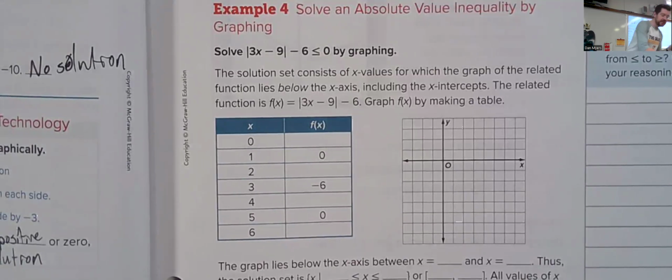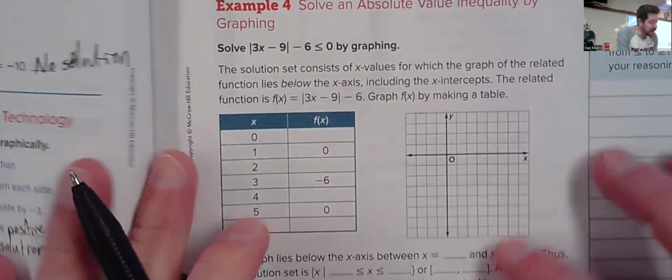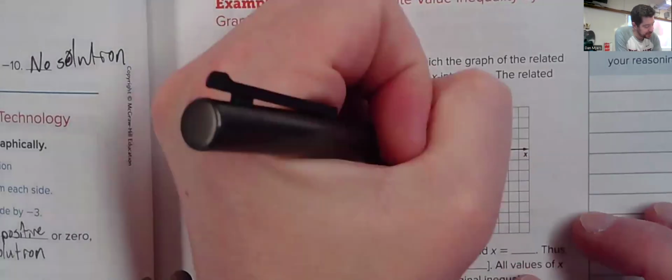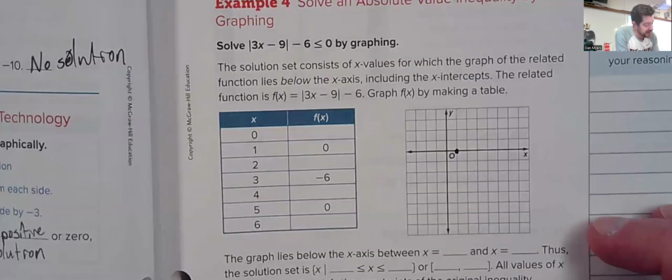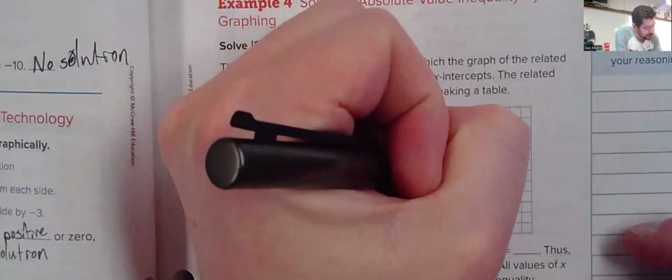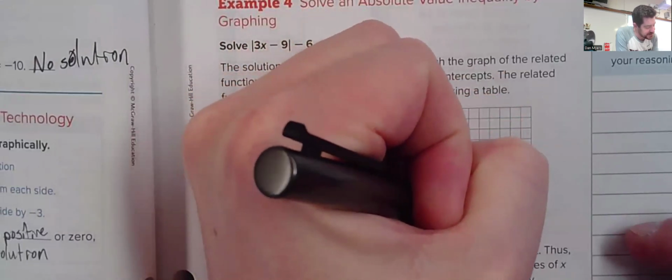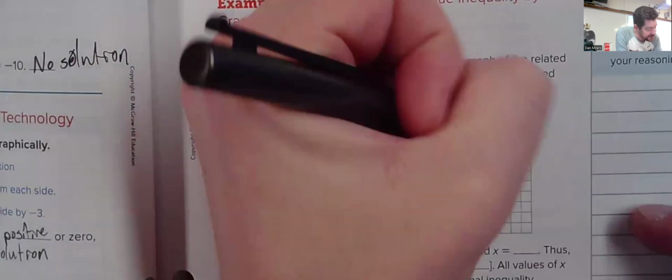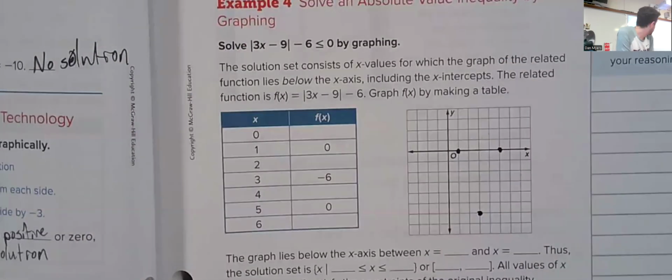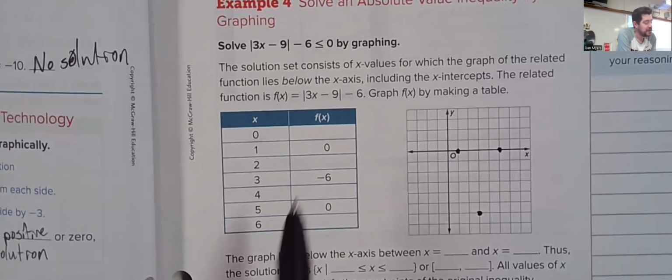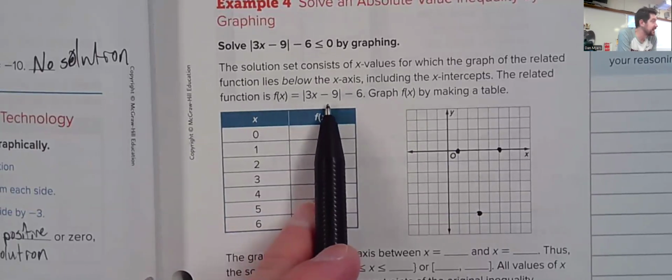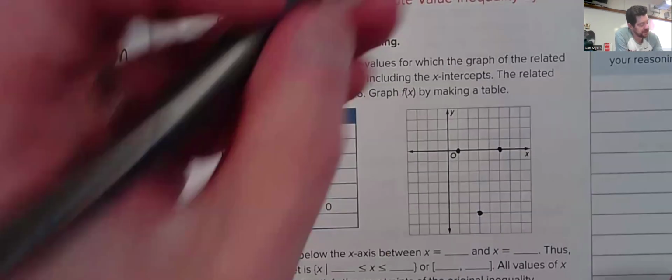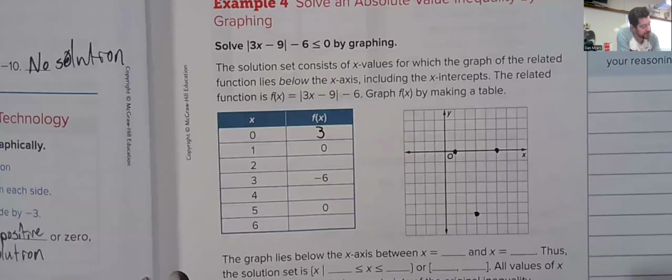So let's get some points on here. We already have 1, 0, so let's get that on there. There's 1, 0. We have 3, negative 6. We have 5, 0. That's right there. So let's go ahead and fill out the rest of this table here. If x is 0, 3 times 0 is 0. 0 minus 9 is negative 9. The absolute value of negative 9 is 9. 9 minus 6 is 3. So 0, 3. Which means we also have the point 6, 3.